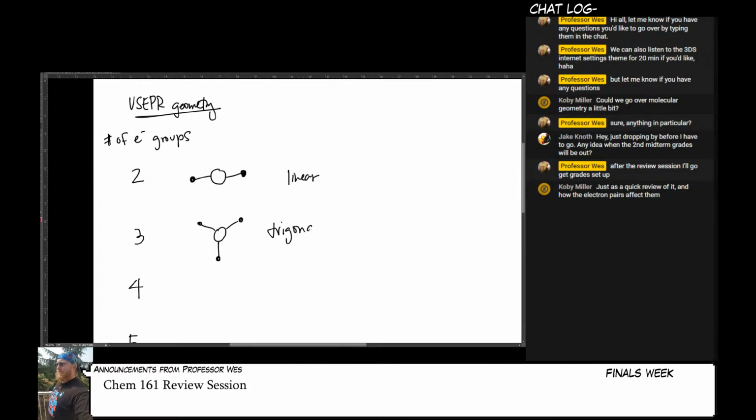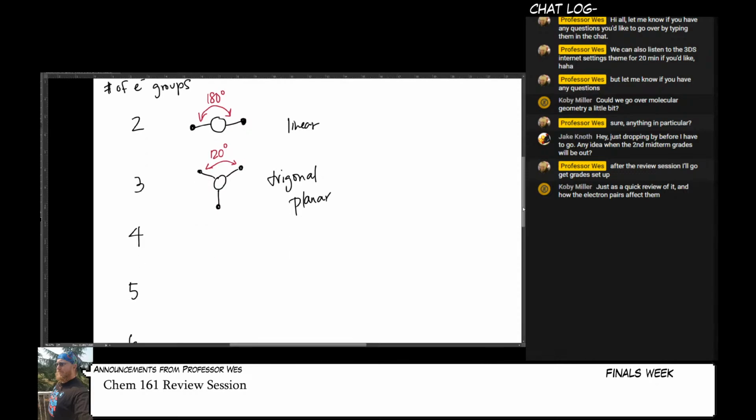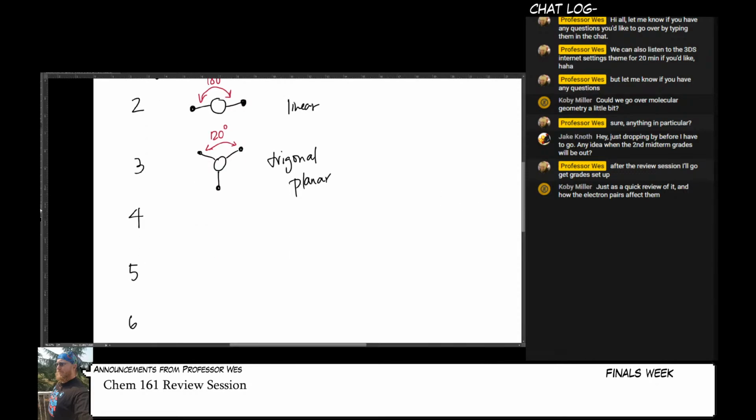Now, why do these specific shapes form? This is because that's the basis behind VSEPR: electrons will repel as far apart as they possibly can. They want to maximize the bond angle between themselves and their adjacent electron pairs that they are nearby.